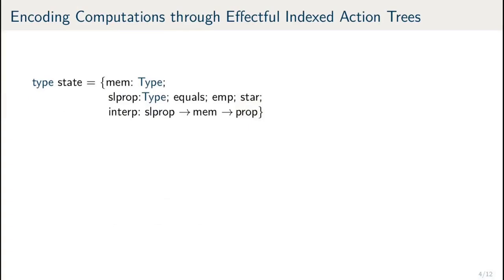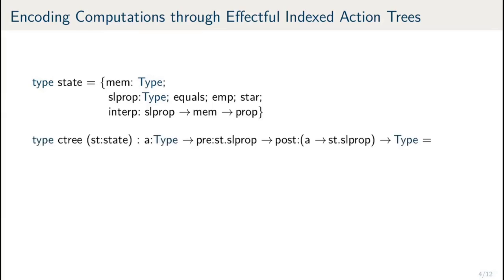The first step is to define our state type class. What this type class contains is, first, a type for memory, and second, a type for separation logic assertions, SL prop, as well as operators which form a commutative monoid structure over SL props. And lastly, we need to define a way to interpret the separation logic assertion in a given memory, that is, to decide whether the separation logic assertion holds or not in a given memory, which is this interp function.